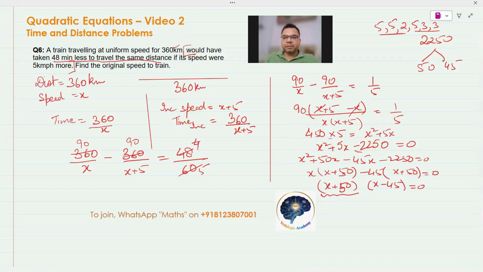Now x can't be negative, right? We are talking about speed as x. So x can't be negative. The only value possible is x equals 45 for the speed of the train. And that's what is asked in the question: find the original speed of the train. So I hope this is clear as well.